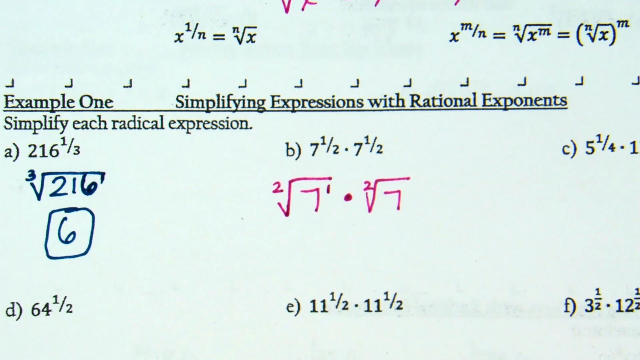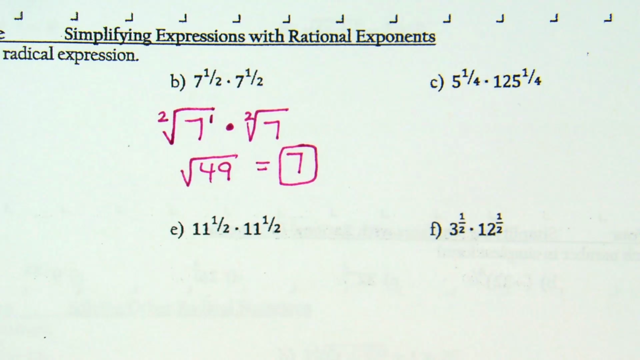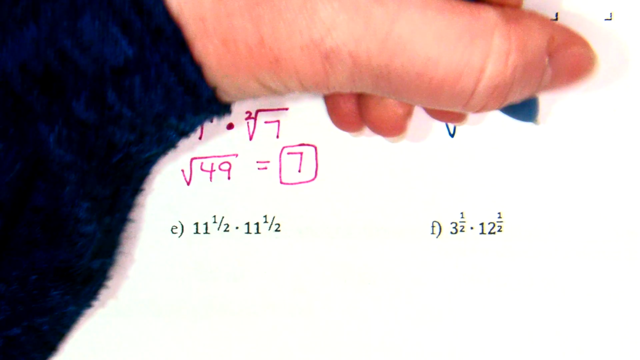So again, rewrite them first as radicals. 5 to the 1/4. 5 goes under the radical. What's a 1/4 power mean? The 4 is your index, it's your root, so the 4th root of 5 to the first. And then we're also doing the 4th root of 125, because 4 is my denominator, so that makes it the 4th root of my base 125.